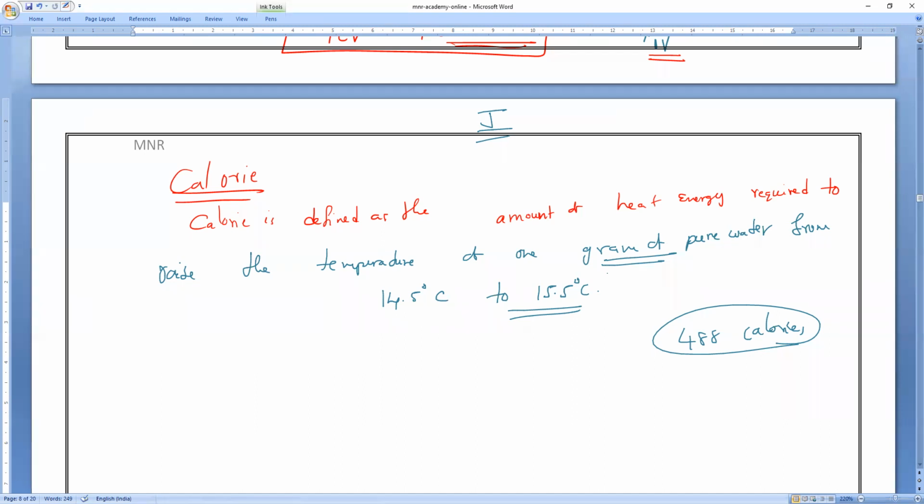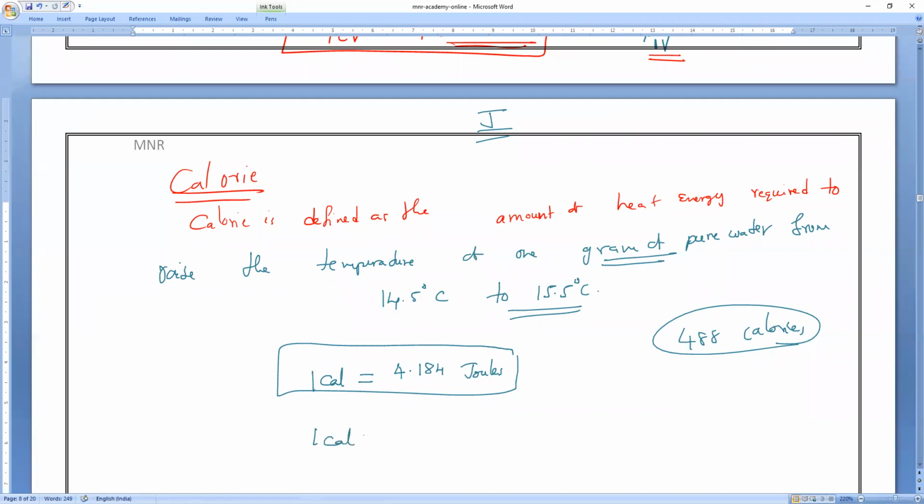Any doubt, all of you? Now, 1 calorie and joules, how much? Shall we study now, everybody? Please respond. 1 calorie is equal to how many joules? 1 calorie is equal to 4.184 joules. This is the relationship between calories and joules.